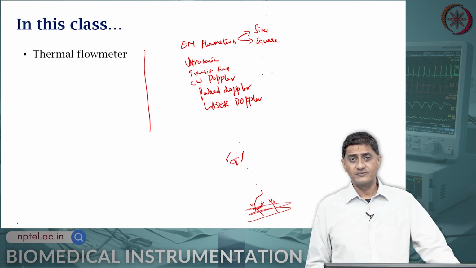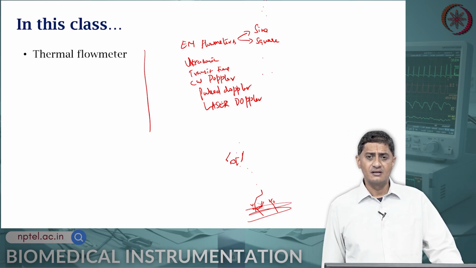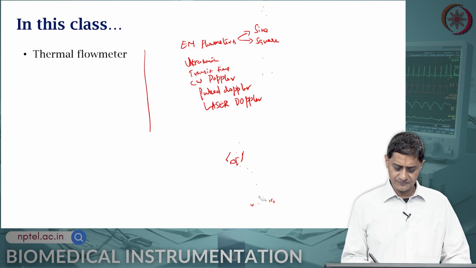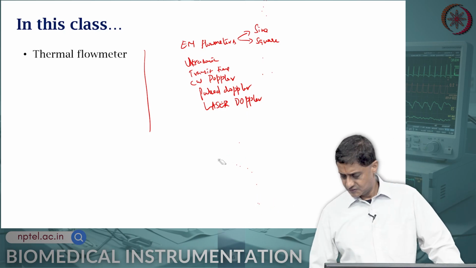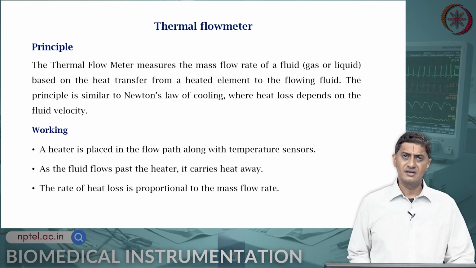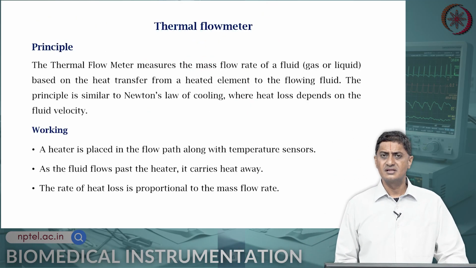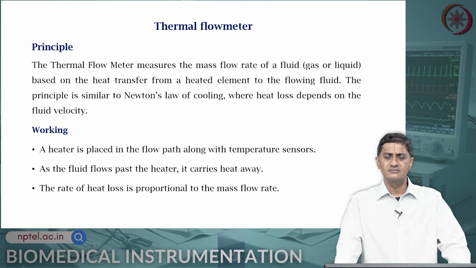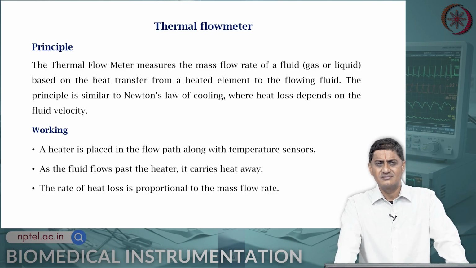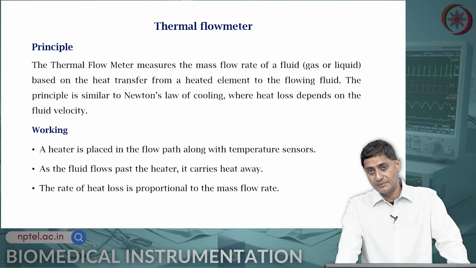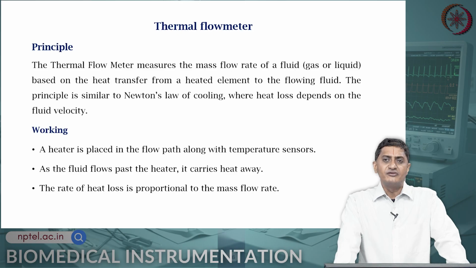And in this video, we will look at thermal flow meters. So, what is the principle? A thermal flow meter essentially measures the flow rate, mass flow rate of a fluid or gas or liquid based on the heat transfer from a heated element or a cooled element to the flowing fluid. This is similar to Newton's law of cooling, wherein the heat loss depends on the fluid velocity.